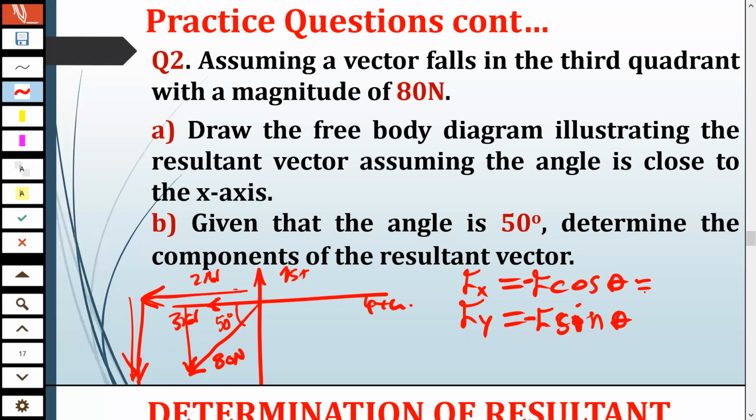So the first one there is going to be, that is 80, so negative 80 cos 50 degrees. Then this one will also be negative 80 sine 50. So you can just punch this on the calculator, then you get the solution. Do we have any questions on this one? You see how simple these things are. Yeah, so we proceed.